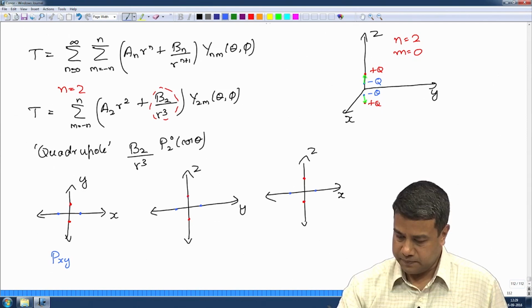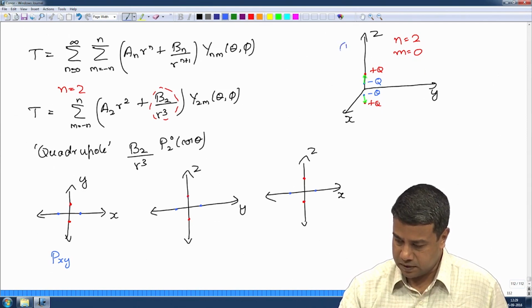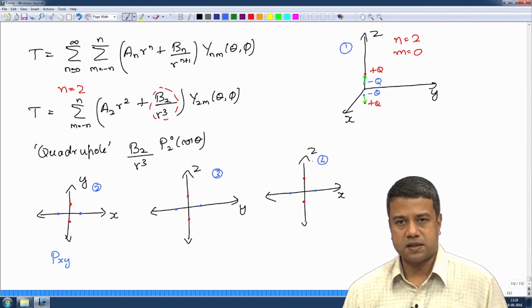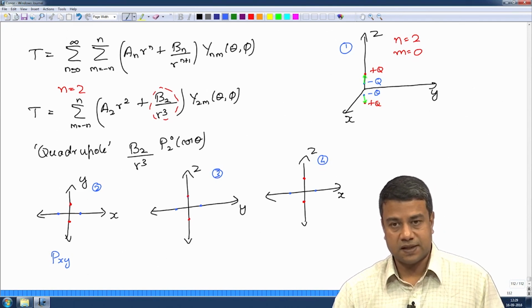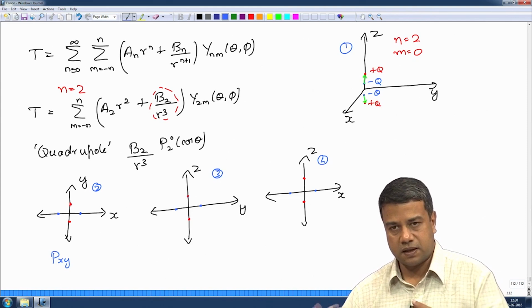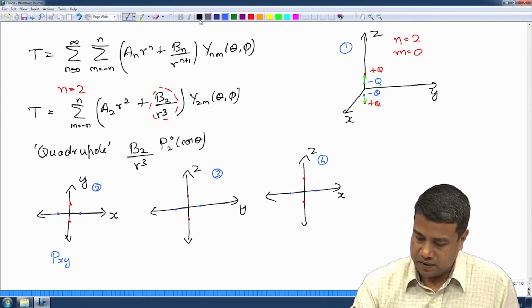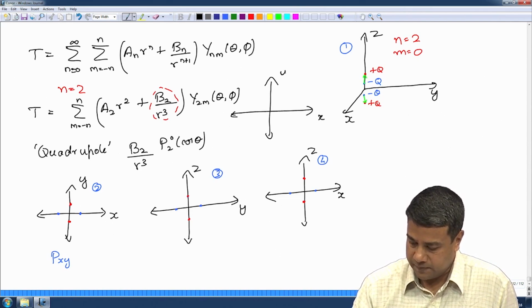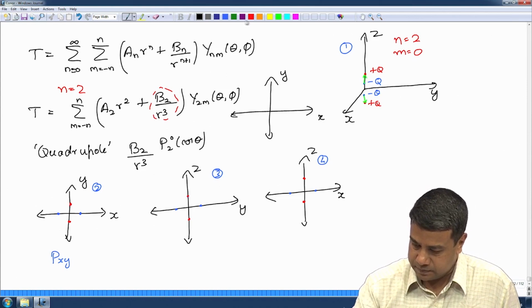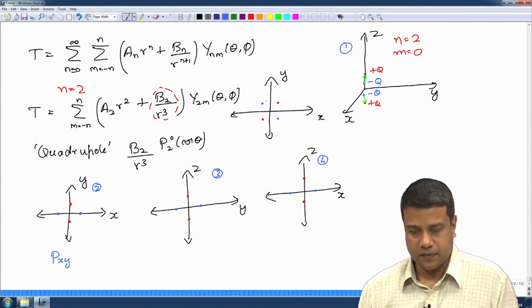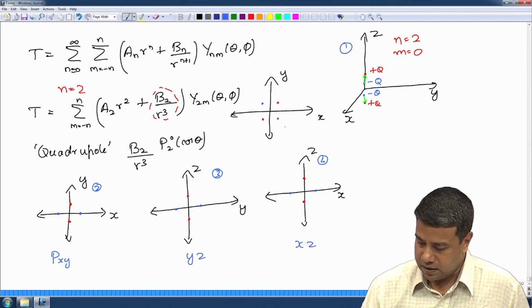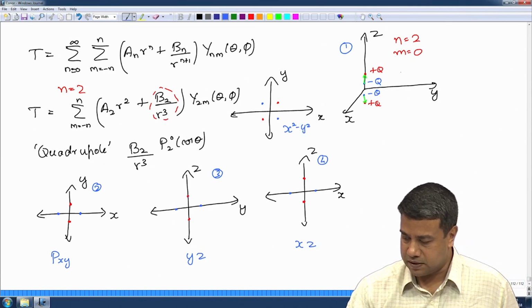So, this is one solution for m is equal to 0. Then you have 3 solutions in which these sources and sinks are separated along the coordinate axis, x and y axis first, y and z axis next, and x and z axis next. And finally, you have one final solution in which these are off center along the x y, off axis. These are called x y, y z, x z. This goes by the name of x square minus y square, and this is z square.